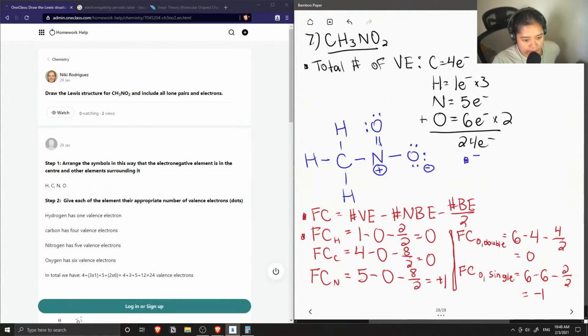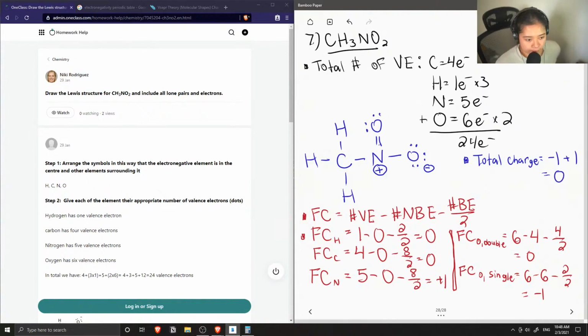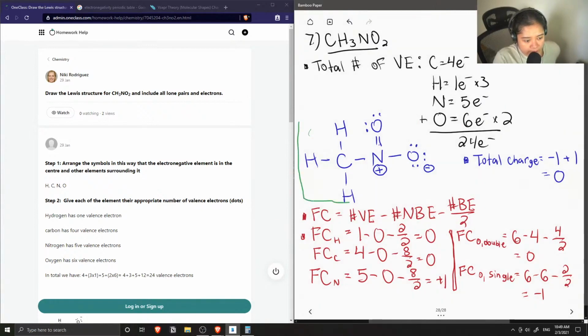So then when we are to calculate the total charge of the compound, it's just going to be the sum of all of the formal charges. So we have -1 from the oxygen, and we have +1 from the nitrogen, making an overall neutral compound. Okay, so this is the correct Lewis structure for CH3NO2.